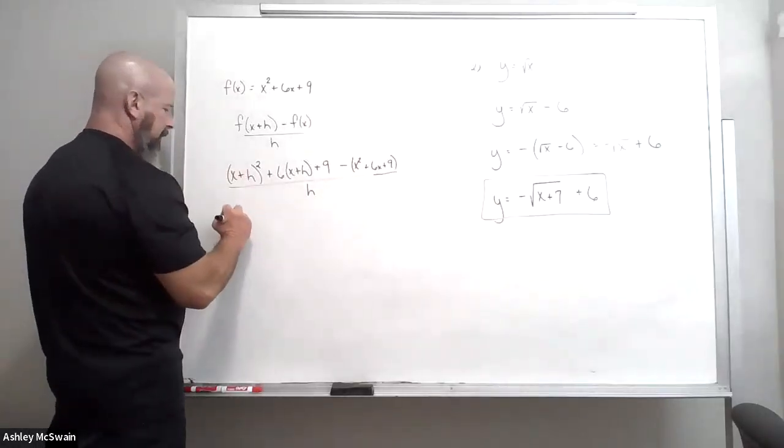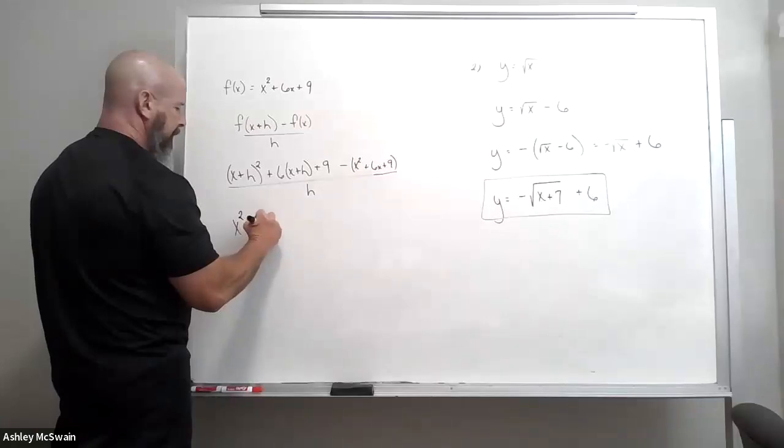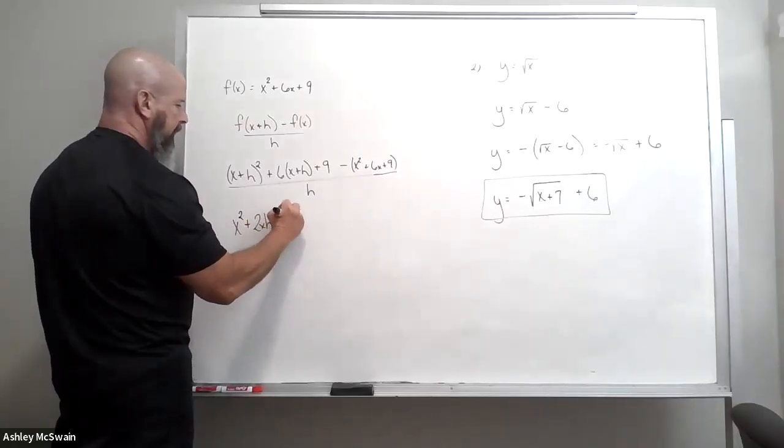X plus h squared. That is x squared plus 2xh plus h squared.